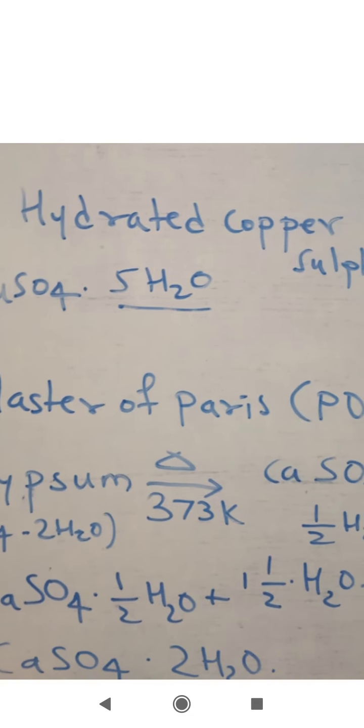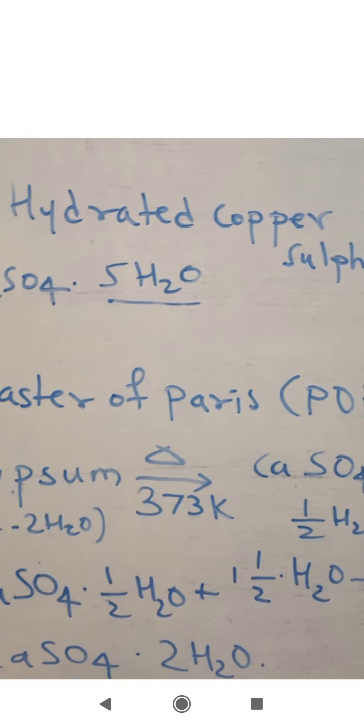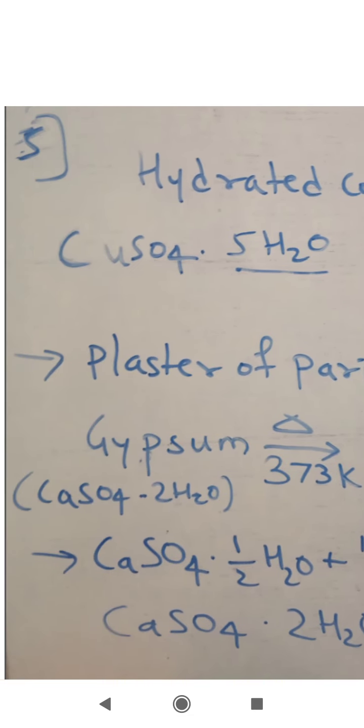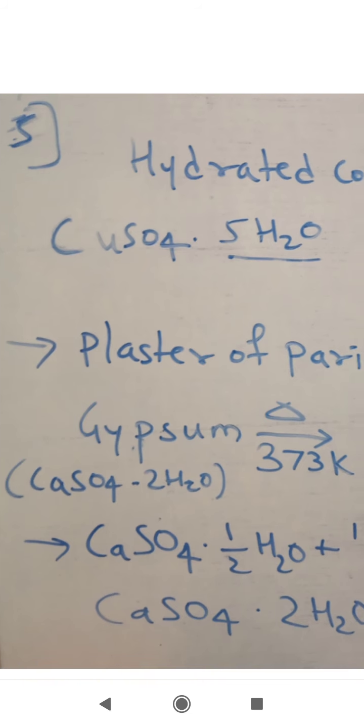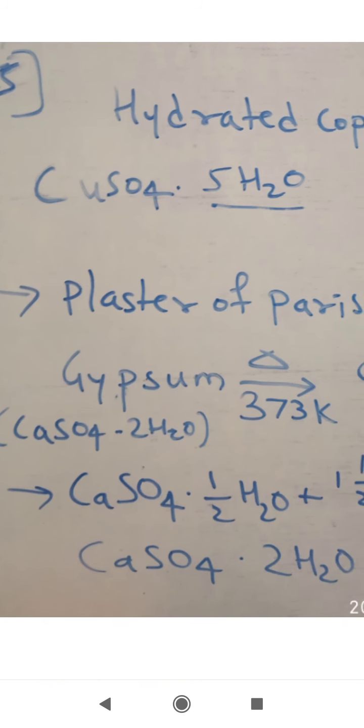Next component we will discuss here is hydrated copper sulfate. So this is CuSO4.5H2O, means it is having some water component, that is called as hydrated. How many molecules are there in this hydrated copper sulfate? 5 molecules of water, because H2O in front of that 5 is written, means 5 molecules of water is present.